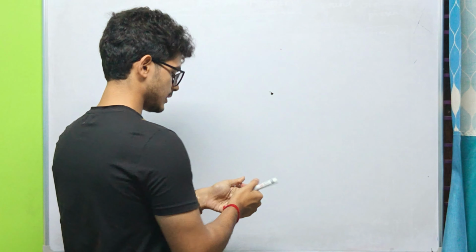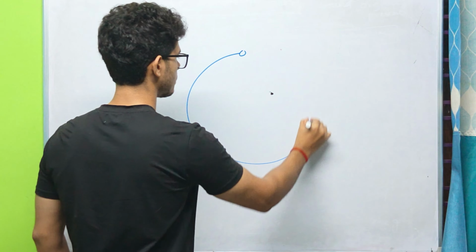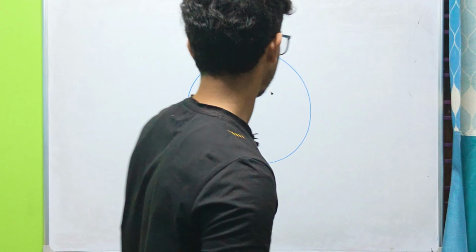Now in this video we are going to talk about a new kind of motion, that is circular motion. So if I ask what do you mean by circular motion, I know everyone can answer that. What we know is any object which is moving in a circular path is said to be in circular motion. It is as simple as that.